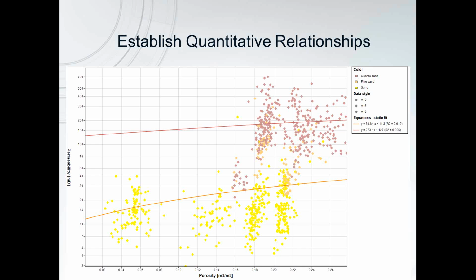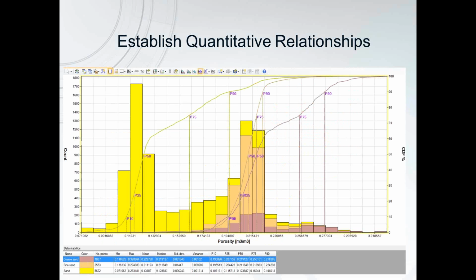I've shown that by using equations you can quickly establish quantitative relationships between different properties, and again you have the choice of creating static or dynamic equations which can be used to QC data before you make the equation. I've also shown that using the histogram you can produce statistics for the data, including min, max, mean, standard deviation, and also any number of cumulative distribution functions.